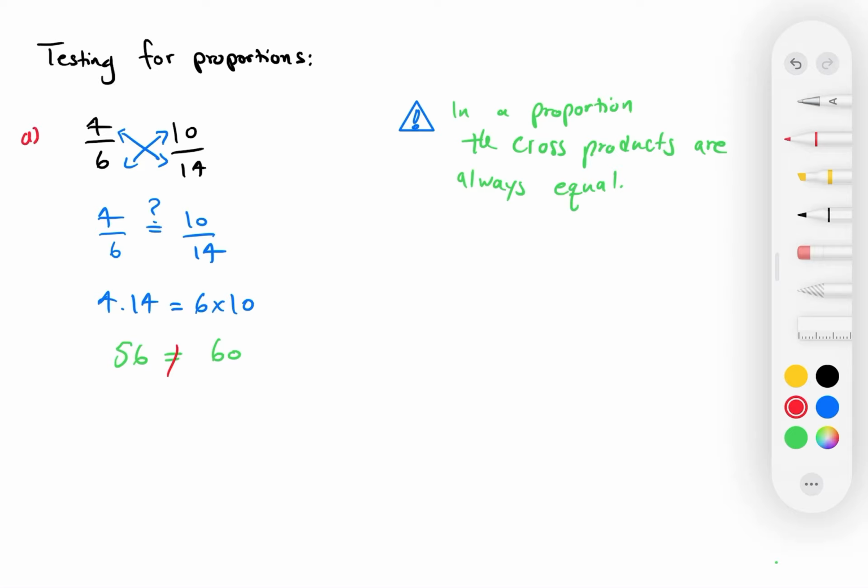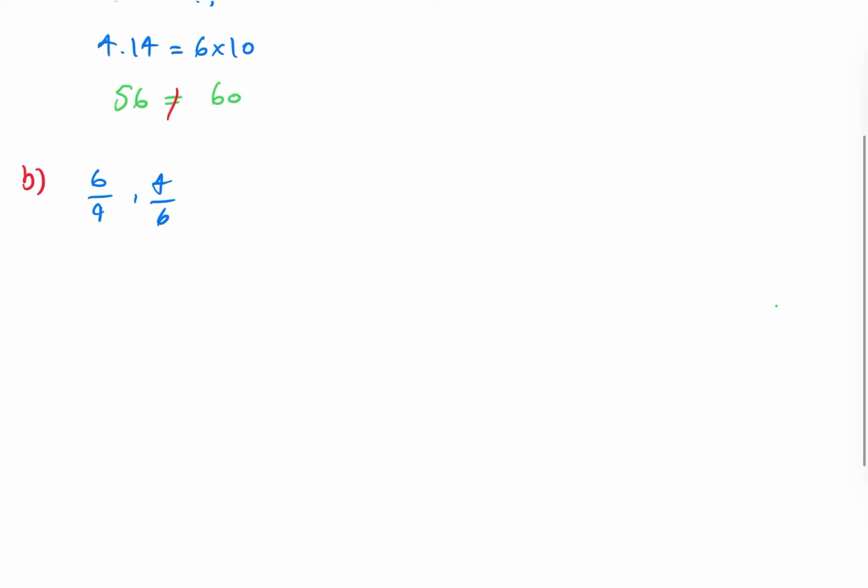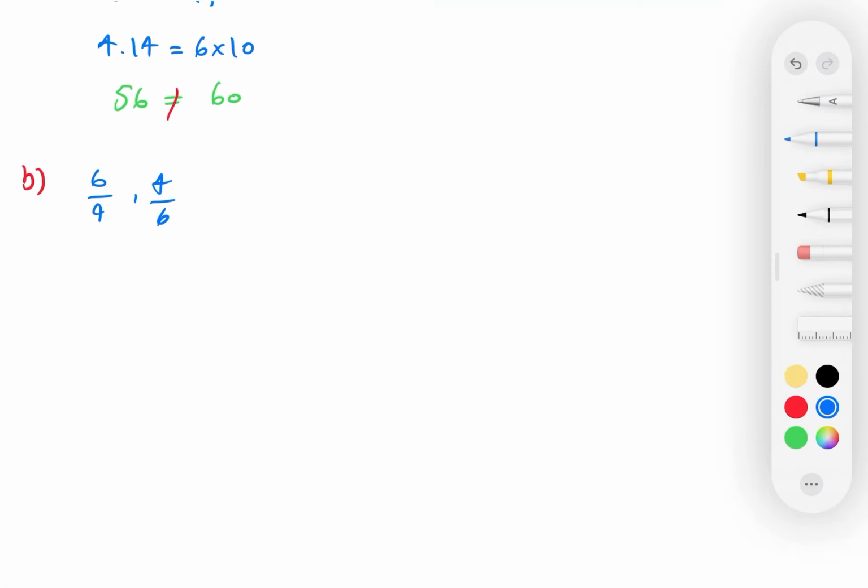Now let's take a look at another one. For example, B, you have something like 6 over 9 and 4 over 6, right? Do these two numbers form a proportion? Let's see. Once again, we do the test. We just have to cross multiply them and see if they're equal to each other. So we have 6 times 6. Is this equal to 4 times 9? 6 times 6 is 36, right? 4 times 9 is 36 as well.